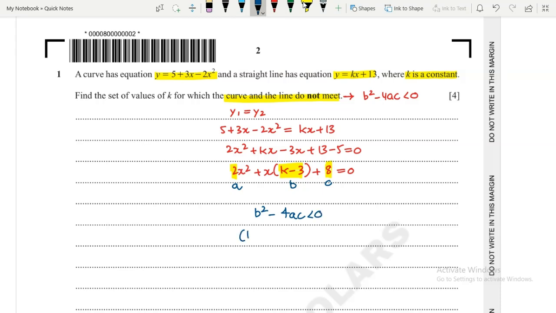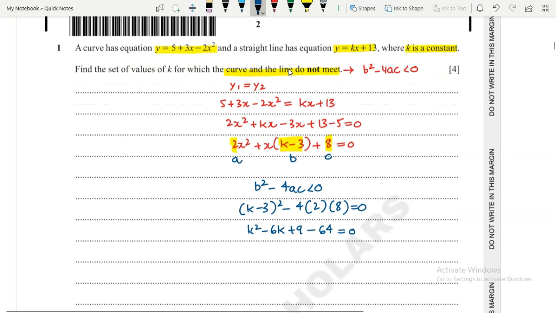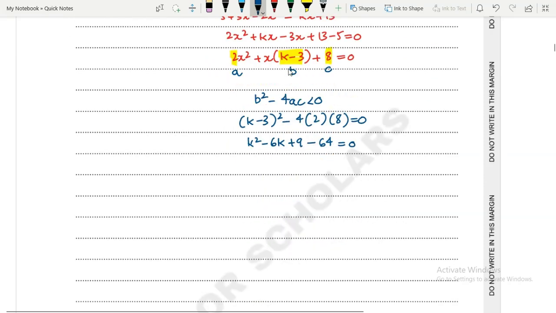So b will be k minus 3 whole squared minus 4 into 2 into 8, and this is less than 0. So this becomes k squared minus 3 into 2 is 6, so this becomes 6k plus 9, and 4 into 2 is 8, and 8 into 8 is 64, so minus 64 is less than 0. Now let's just drag it down. So if you simplify this, this becomes k squared minus 6k minus 55.